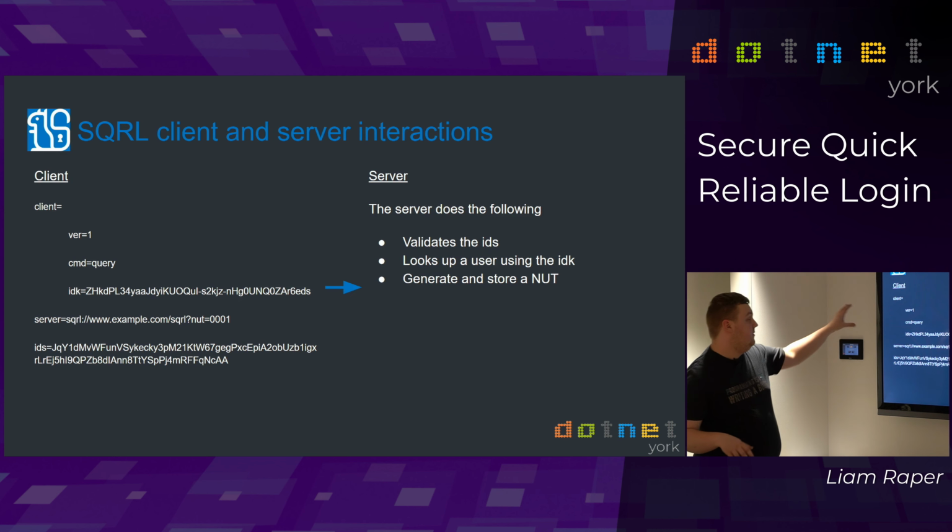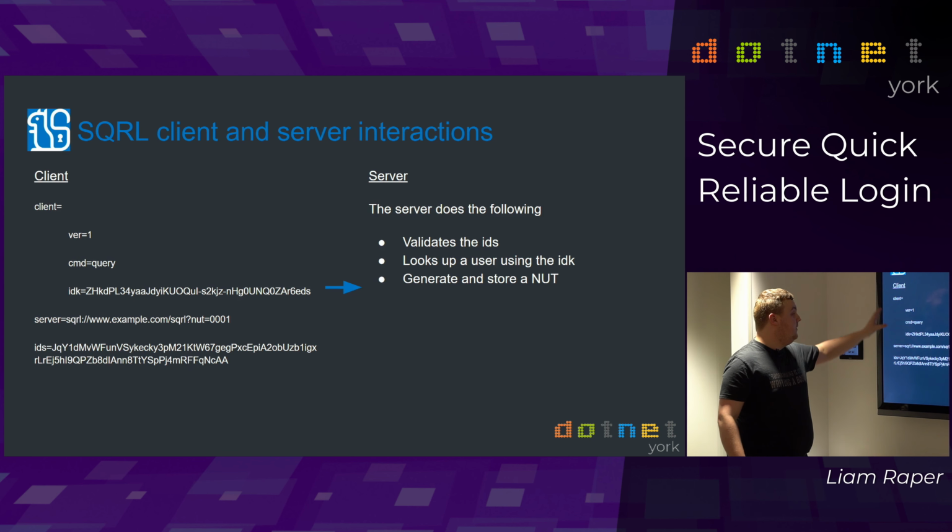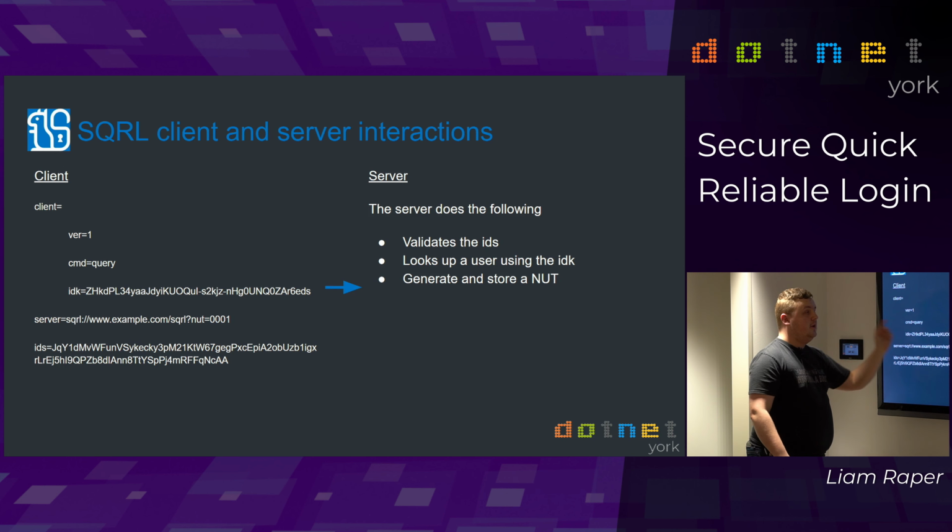So this is some top level, very basic login message back and forth. The client sends off a message to the server. In here we've got the version is 1, the command is query, the IDK, and this is a proper IDK. So we send this random looking string off to the server, and then we've got the URL that it used and this non-standard nut. I've done this for a reason, we'll see that in a minute. IDS, so this is the actual IDS of this message signed with this key.